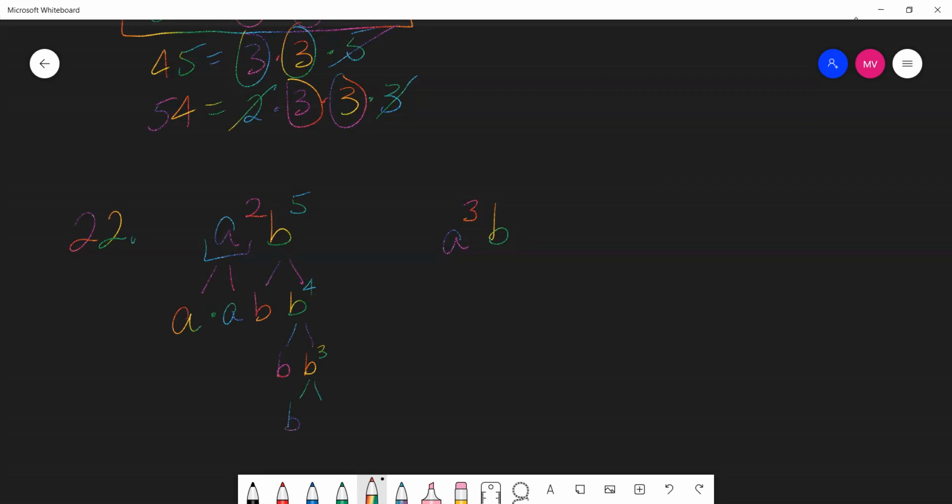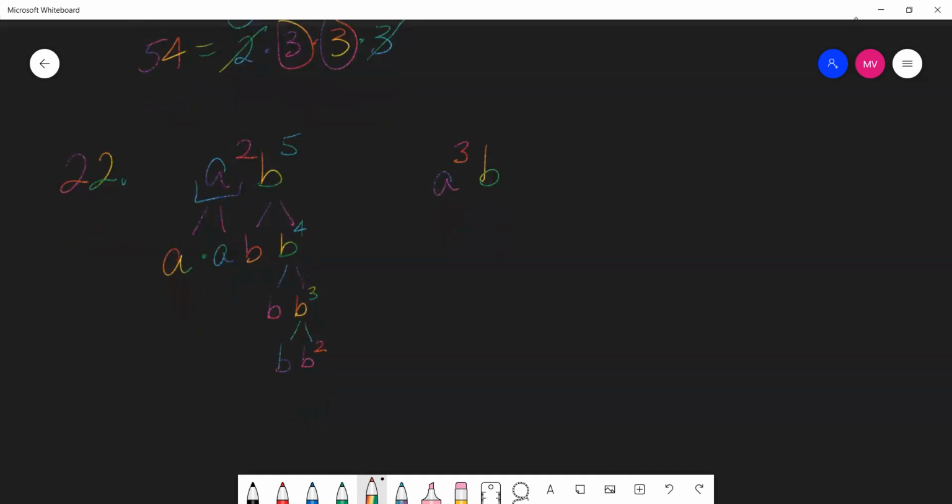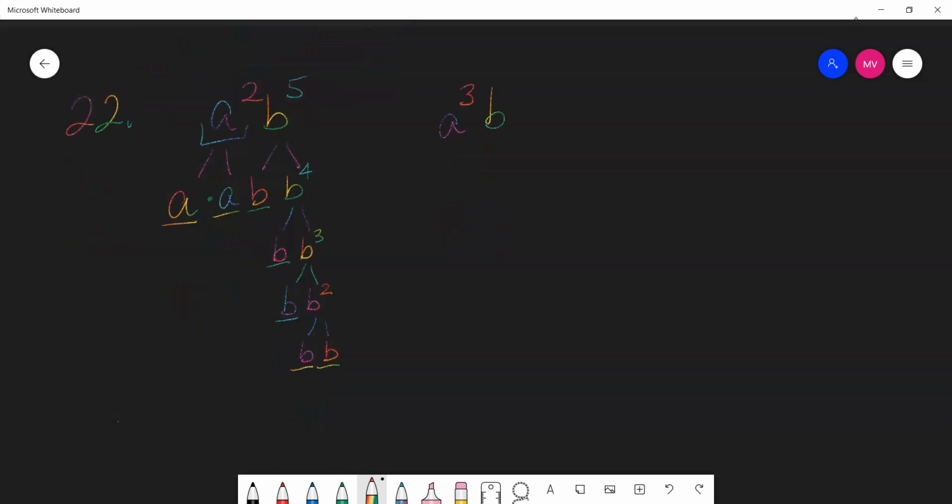This is a super long way. If y'all don't know where I'm going here, then just ignore it. You can break that down until you end up with all of your single variables with the exponent of 1, which we don't show. And then at the end, you get a times a times b times b times b times b times b. 1, 2, 3, 4, 5. All right, it's the same thing.